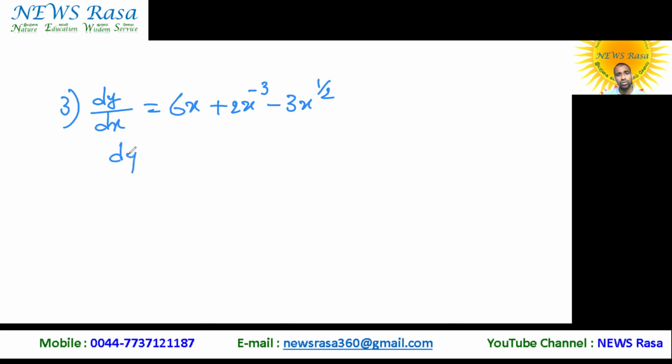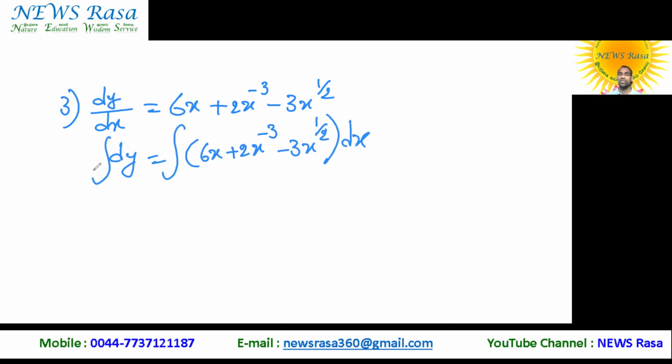So again, we want to do the dy by dx. So we can do 6x plus 2x to the power of minus 3 minus 3x to the power of half, dx. Okay. And then we are going to do the integration. So this is the integral sign and it's an indefinite integral sign. There is no limit to it. Okay, so what do we do here then? If you integrate dy, then you get y, right? And then I'm going to integrate all these 3 components by parts, separately.